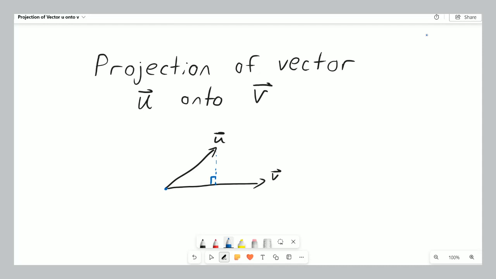Now, if we were to draw another vector from the point of origin of both of these vectors to the point along vector v where that perpendicular line touches, that is the projection of vector u onto v. And that's often how it's written: proj for projection, and then the vector that you're projecting is written in regular font, which is vector u, and the vector you are projecting onto is written as a subscript, and that is vector v.